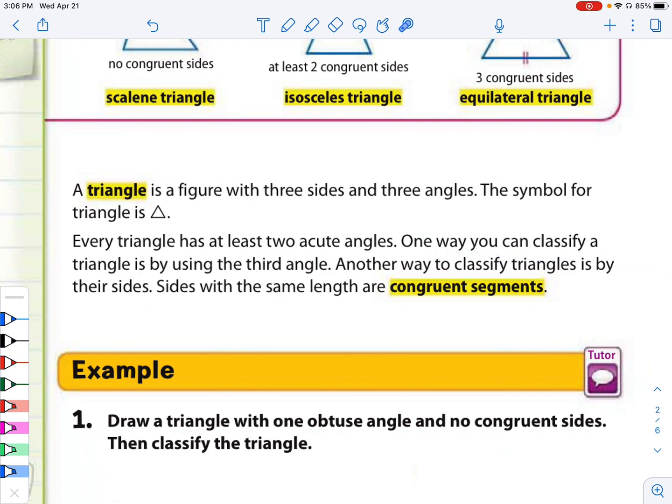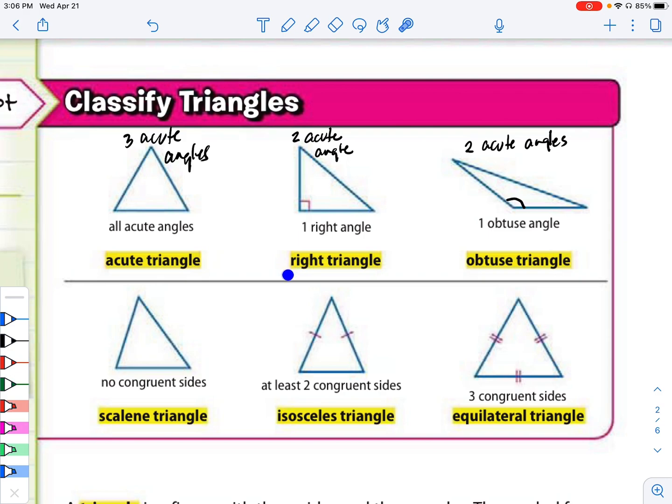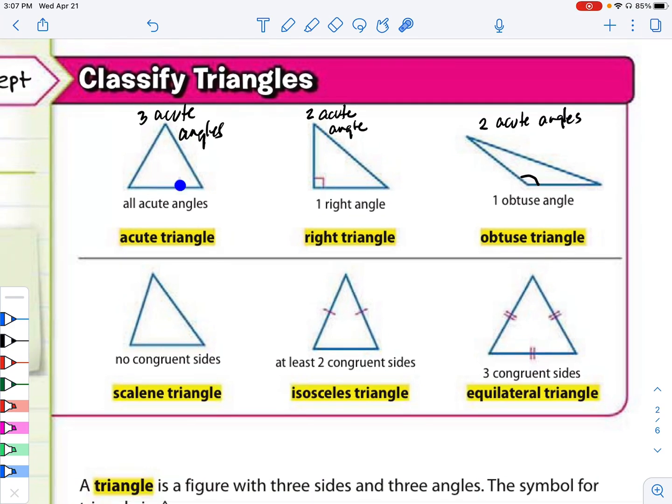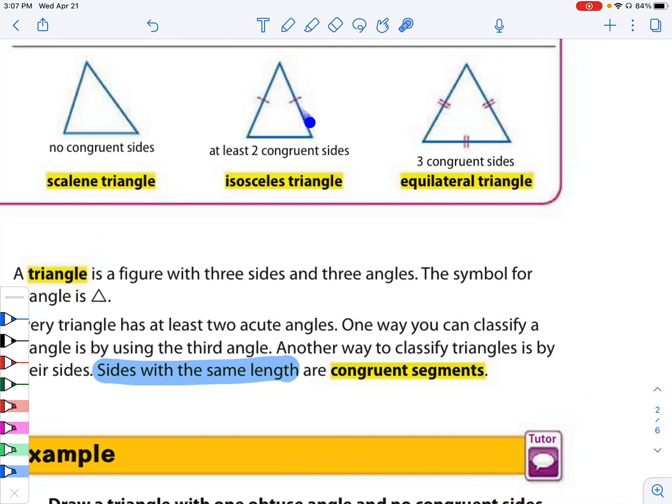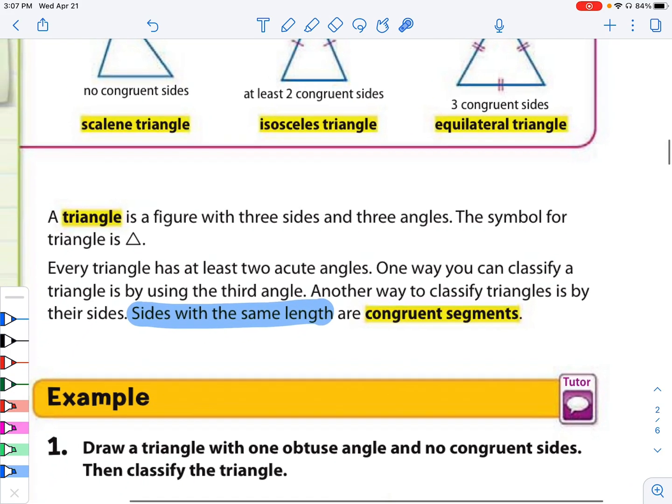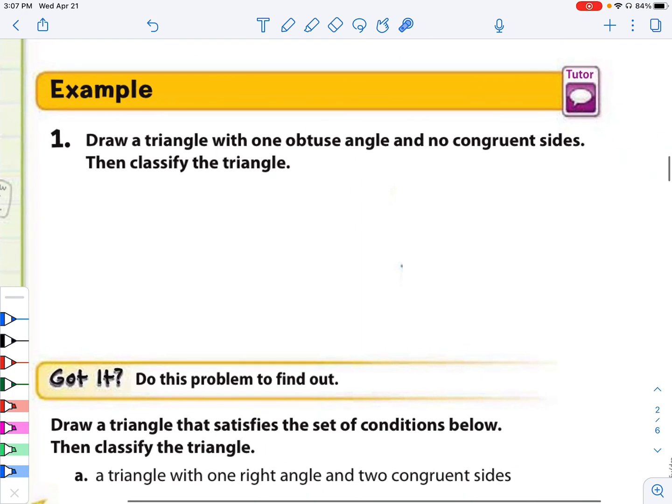One way you can classify a triangle is by using the third angle, and that's what we did. The third angle here is a right angle, so therefore this is a right triangle. The third angle here is an obtuse angle, and that's why this is an obtuse triangle. This one is a no brainer. The third angle will always be an acute angle. Another way to classify triangles is by their sides with the same length. Again, same length means congruent segments. So think about the word congruent segments. It's basically sides with the same length. So we have two congruent segments here in an isosceles triangle, and you have three congruent segments here in an equilateral triangle.